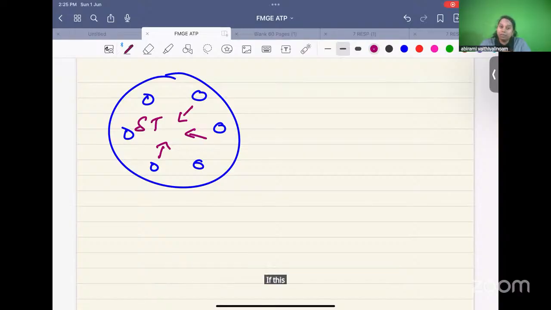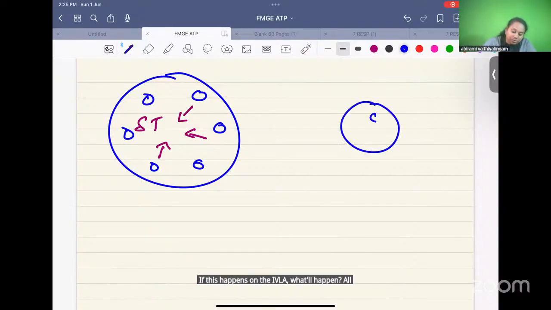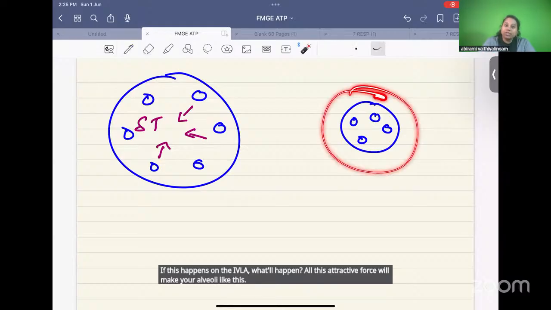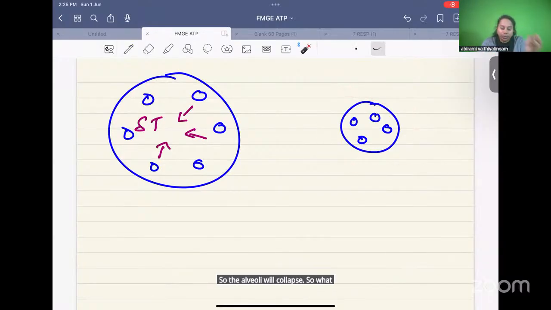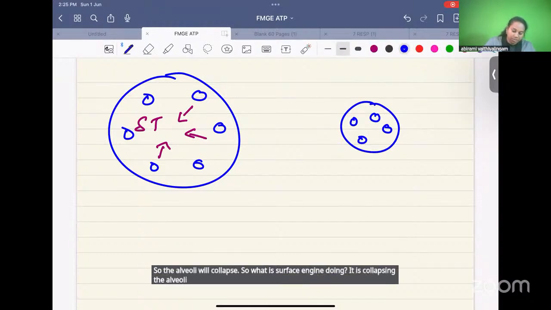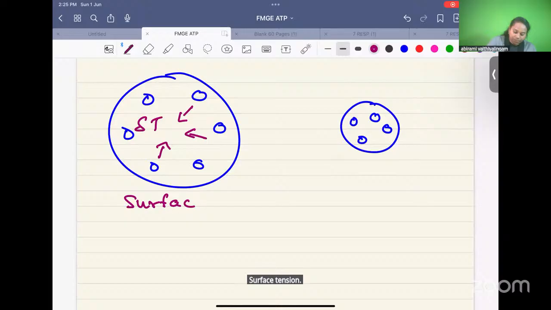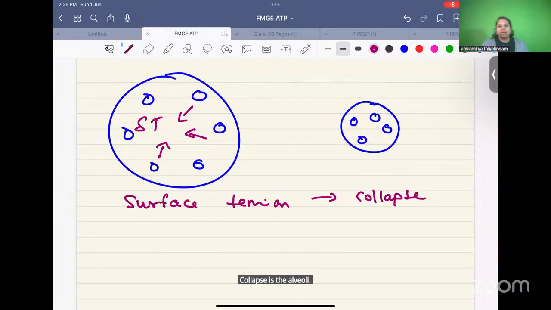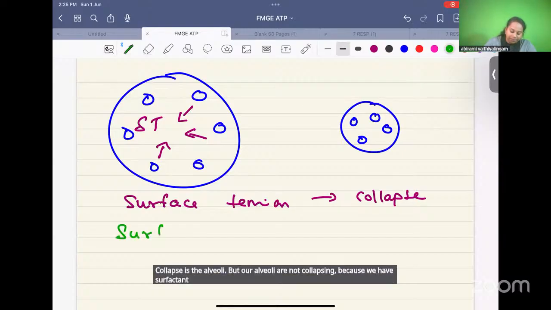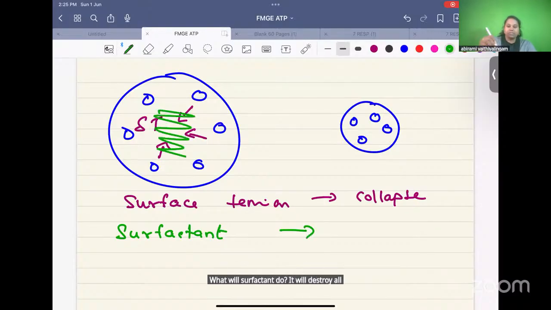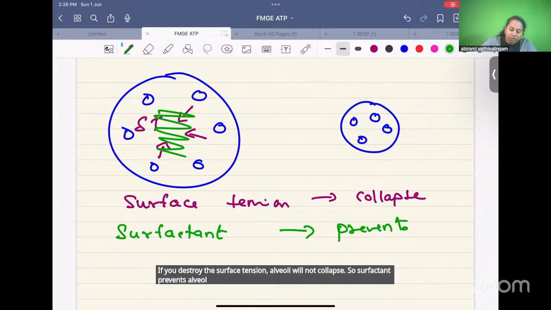If this happens in the alveoli, what will happen? All this attractive force will make your alveoli like this, so the alveoli will collapse. So what is surface tension doing? It is collapsing the alveoli. Repeat question: surface tension collapses the alveoli. But our alveoli are not collapsing because we have surfactant. What will surfactant do? It will destroy all the surface tension. If you destroy the surface tension, alveoli will not collapse. So surfactant prevents alveolar collapse.